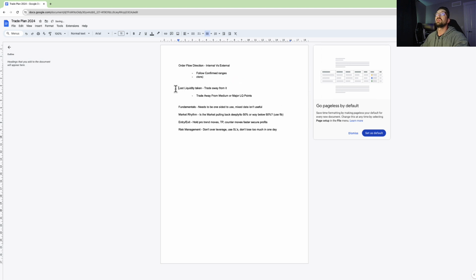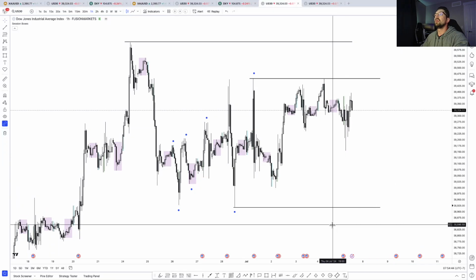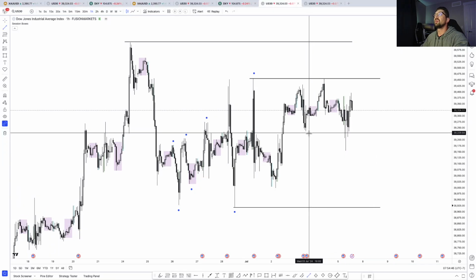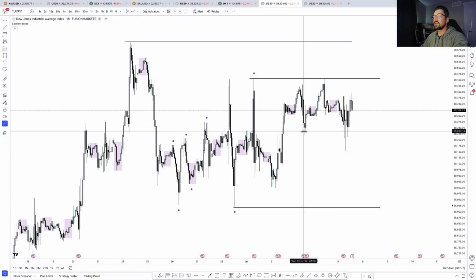So the next point I want to make here is last liquidity taken. Trade away from the medium or major liquidity points. You can check out the liquidity and inducement video for this. It's also super simple. So if I just look at this, my last liquidity taken would be here.